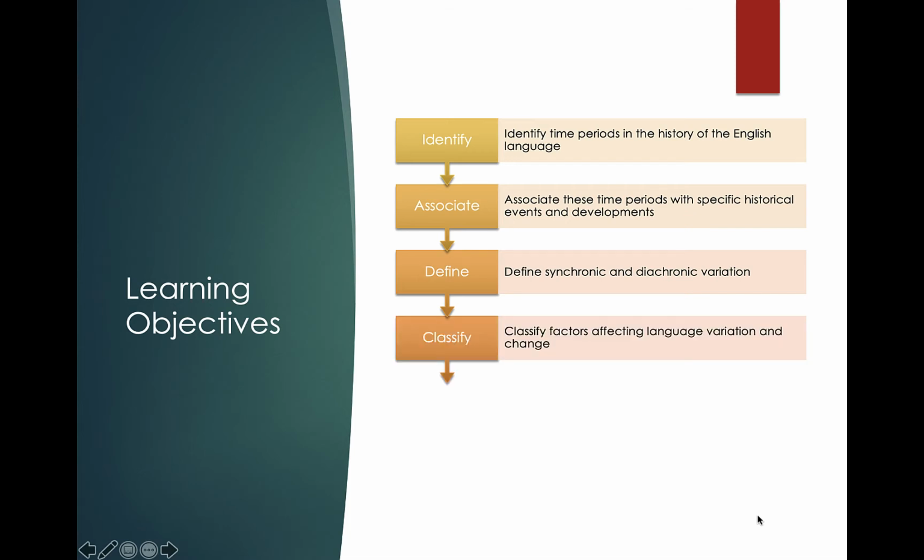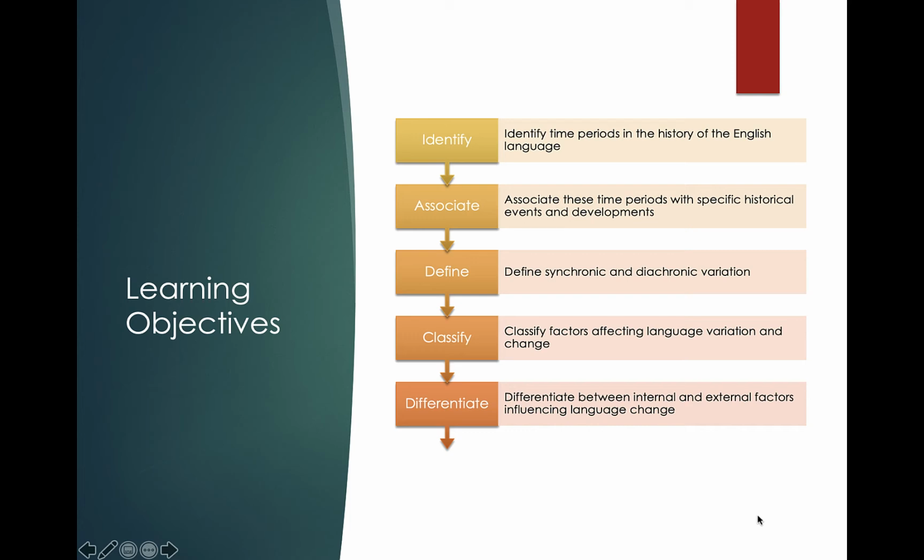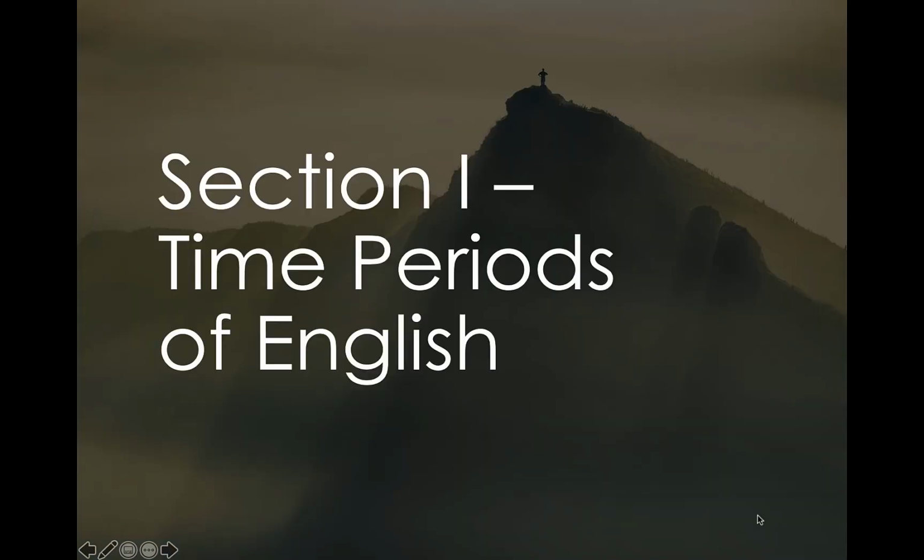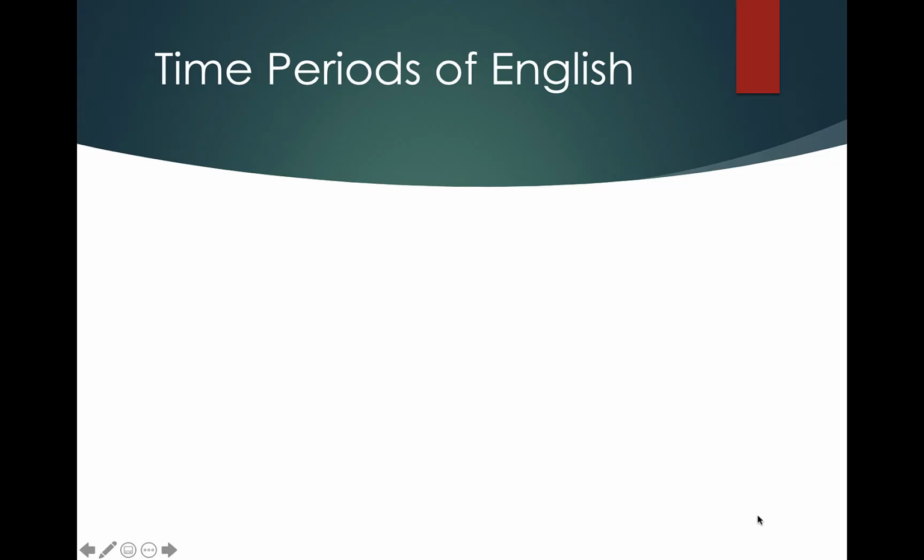Further, we will briefly discuss two directions of language change, synchronic and diachronic, and classify factors that affect such change, distinguishing between those elements of change that are internal and external to the language. Examples of both external and internal factors will be provided. So, let's begin. Time periods of English.